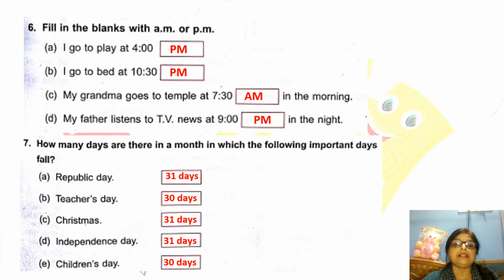Next question. How many days are there in a month in which the following important days fall? Here the important days are given and you have to write the number of days in this month. So Republic Day falls in January. In January there are 31 days. Teachers' Day falls in September. So in September there are 30 days.